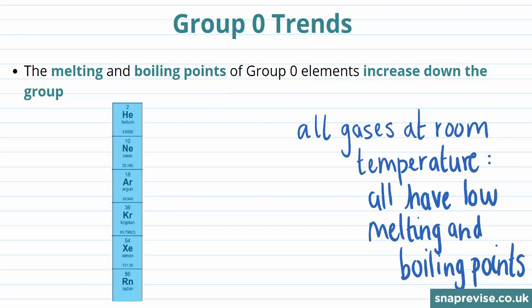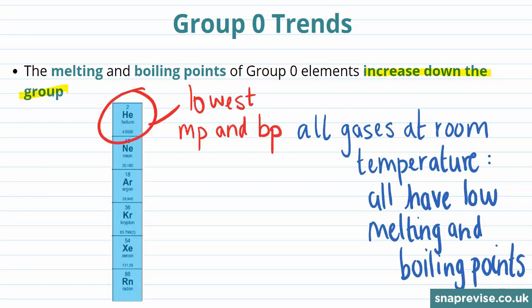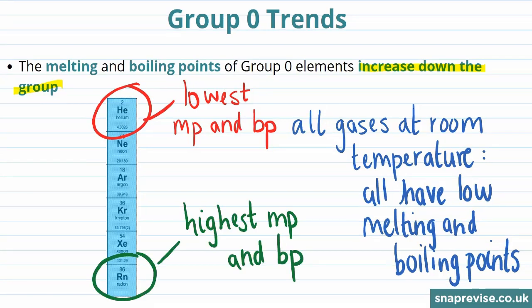However, we can still identify a trend or pattern in the melting and boiling points of the group 0 elements, which is that they increase as you go down the group. This means that helium has the lowest melting and boiling point, where I've just used a shorthand, MP for melting point and BP for boiling point. Melting and boiling points will increase as you travel to neon, argon, krypton, xenon and radon will have the highest melting and boiling point. Let's think about why this might be.